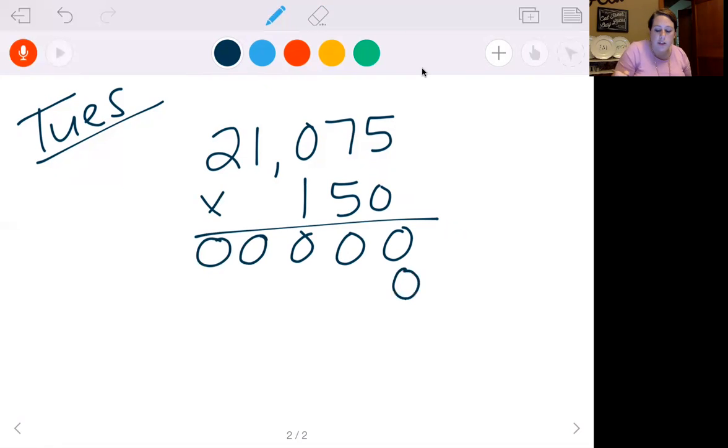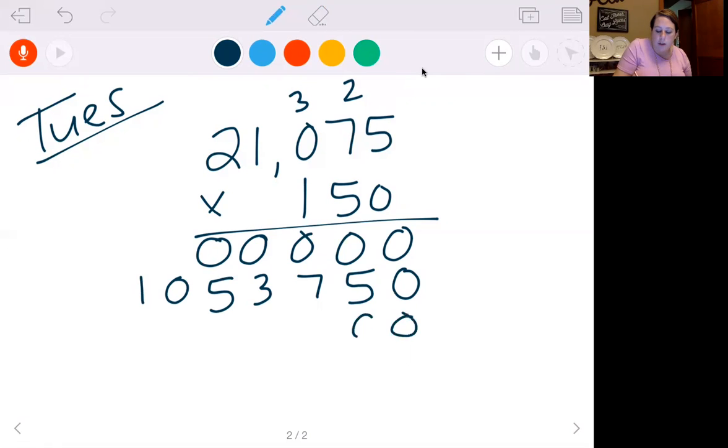So let's put a placeholder 0. 5 times 5 is 25. Put my 5, carry my 2. 5 times 7 is 35. Plus 2 is 37. Put my 7, carry my 3. 5 times 0 is 0. Plus 3 is 3. 5 times 1 is 5. And 5 times 2 is 10. Okay, I'm done with the 5.